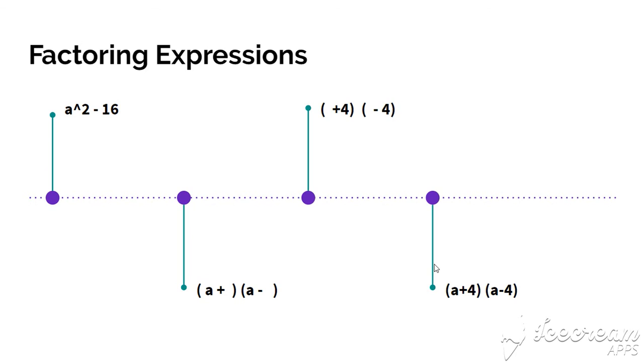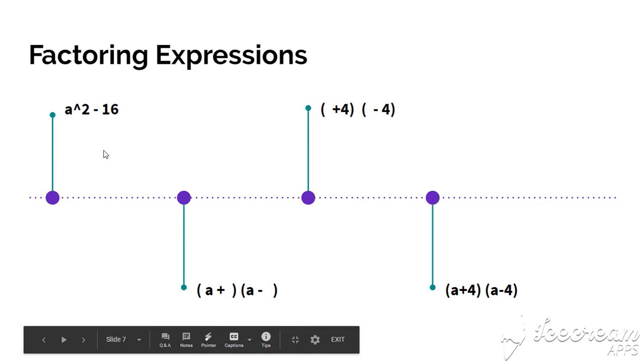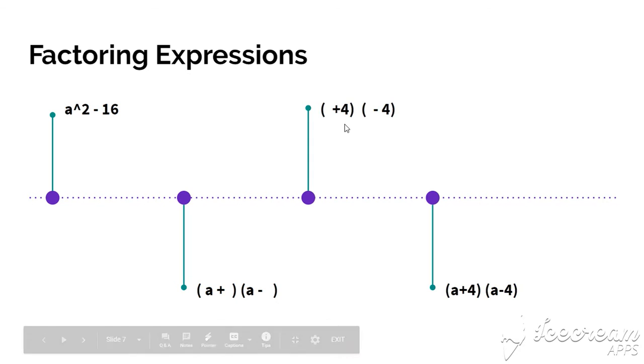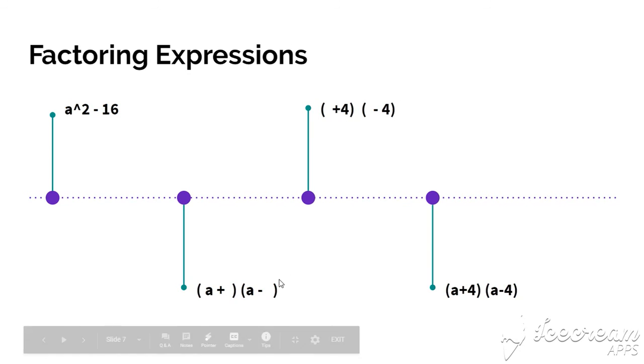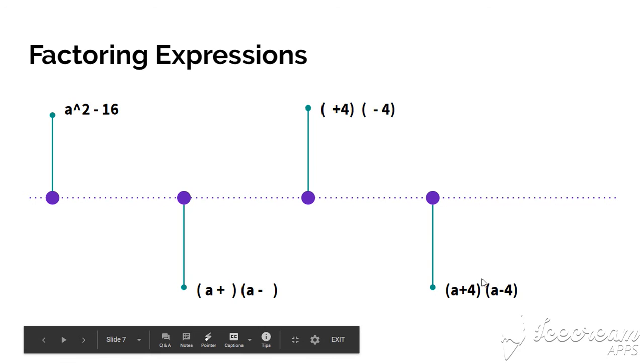Factoring expressions. If you have an expression like a² minus 16, then first you have to split up a². So you have the quantity a plus something times the quantity a minus something. And so you have to split up 16 as well. And 4 times 4 equals 16, just like a times a equals a². So we put these in the missing places, the gaps, to get the quantity a plus 4 times the quantity a minus 4.